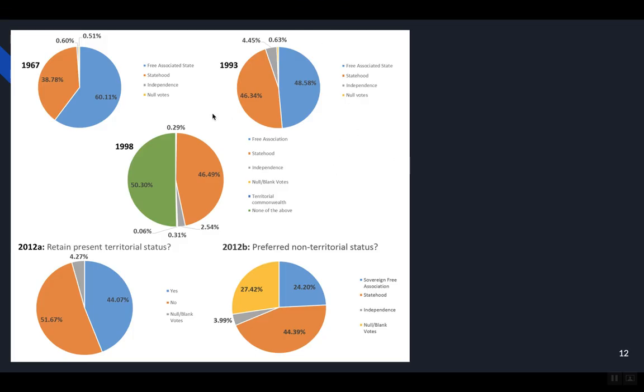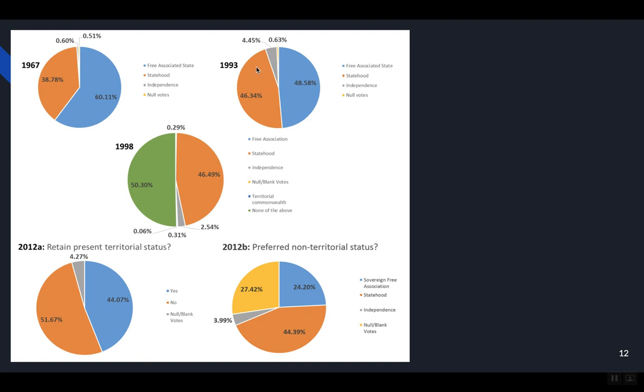So here is something interesting. This is the votes that Puerto Ricans have made in the past about becoming their own state, their own country. And so as you can see in 1967, I'm going to break this down in English so it's clear. The orange represents those Puerto Ricans who wanted to become a United States state. The blue represents those who are fine with how they are. Okay, so they are right now like a free associated state. We call them an unincorporated territory.